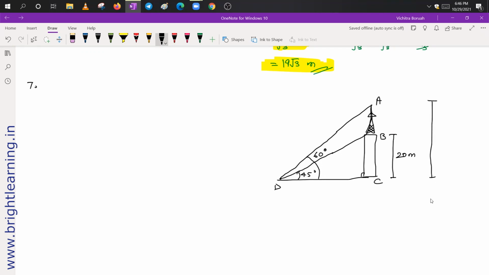And once you get this height, you simply subtract this length from this length and you will get the height of this transmission tower. Okay. So here you will write that let BC be the building and AB be the transmission tower.